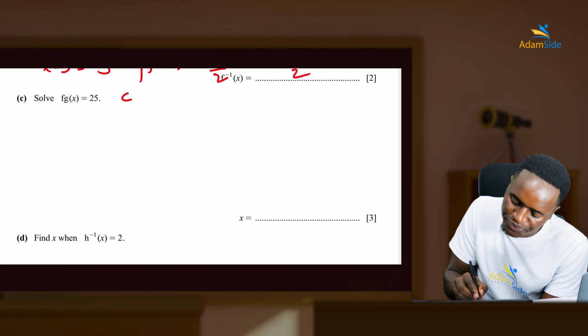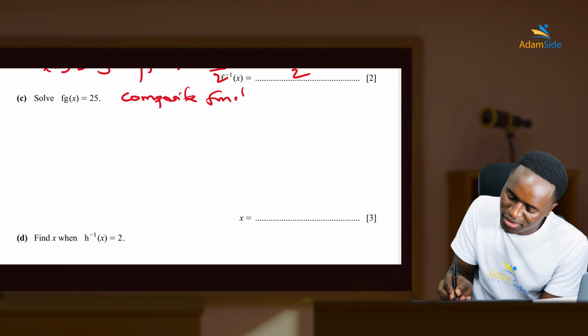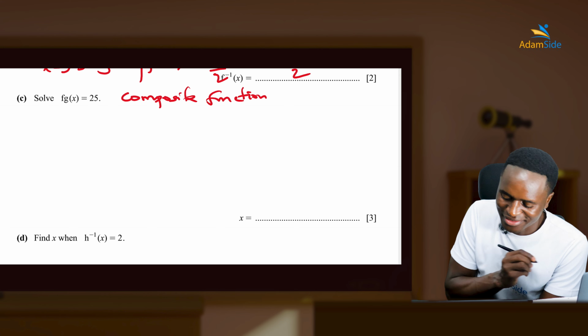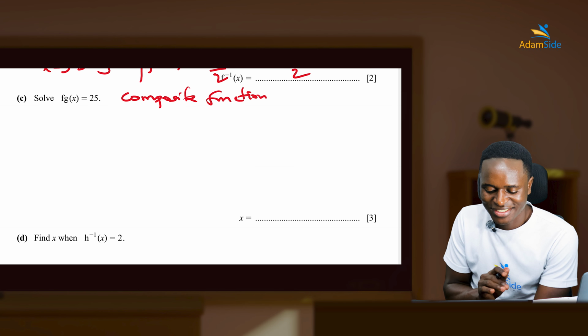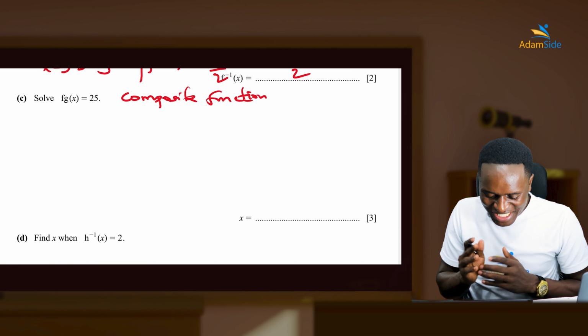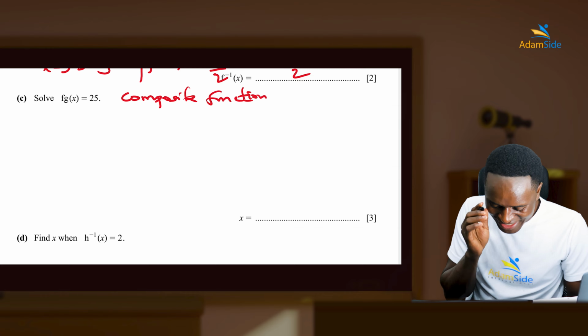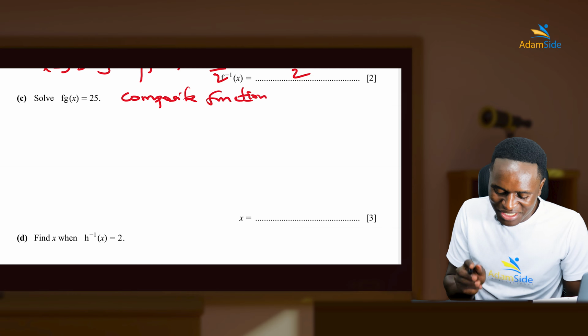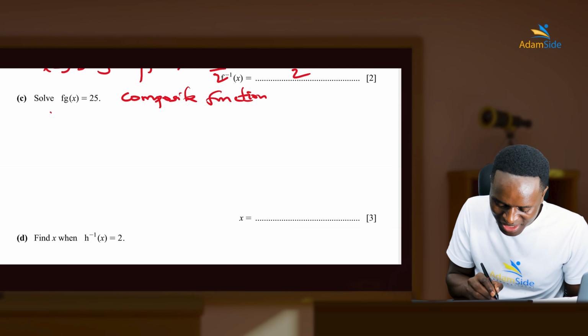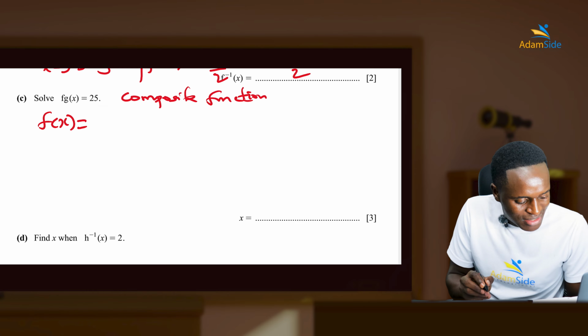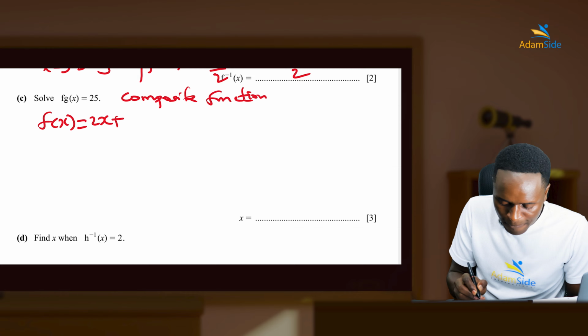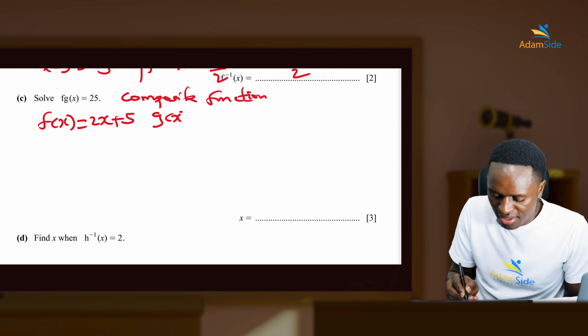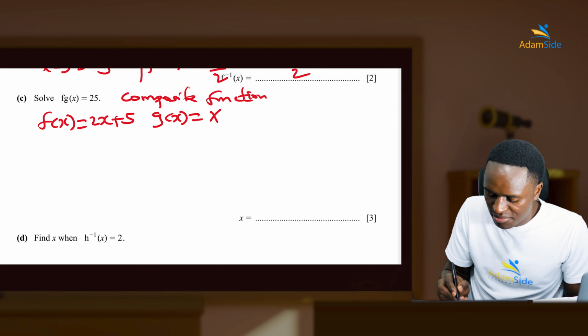So this is called a composite function. How do we do a composite function? As simple as it is. In a composite function, you just say, what is our f of x? Our f of x is 2x plus 5. What's our g of x? Our g of x is x minus 4.